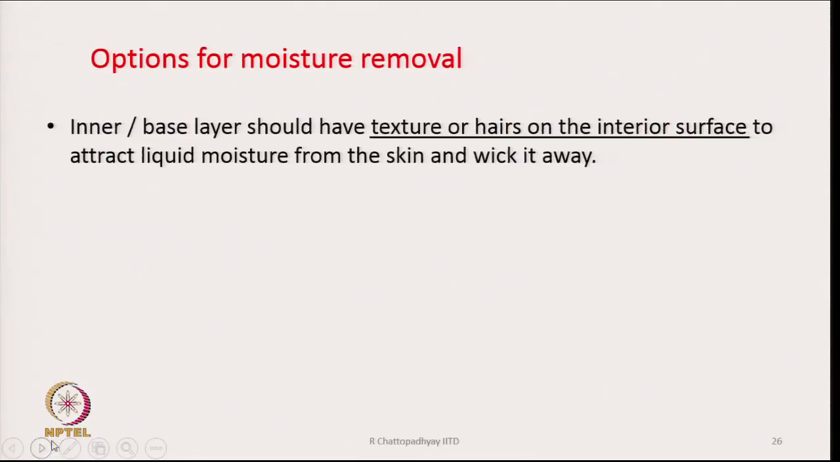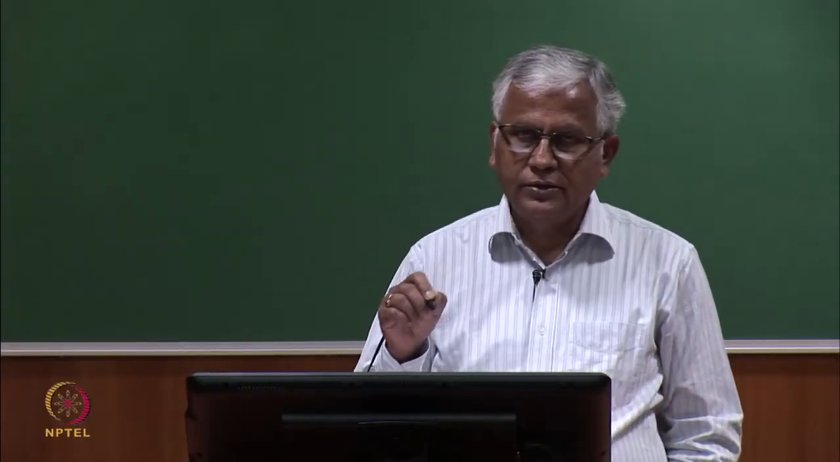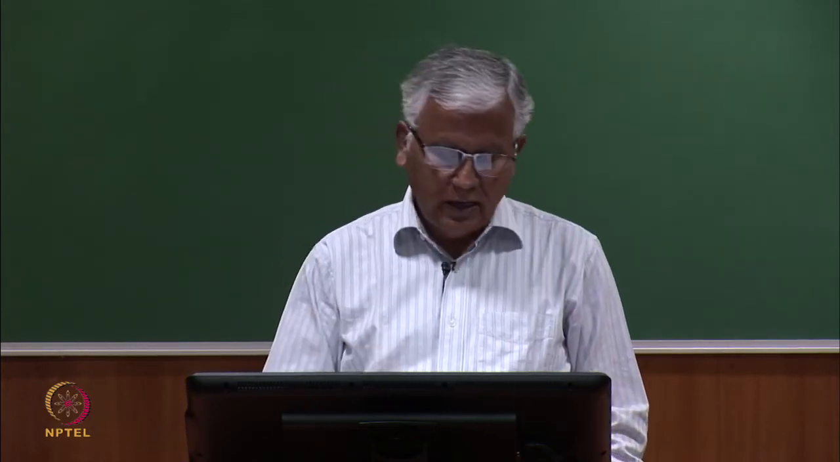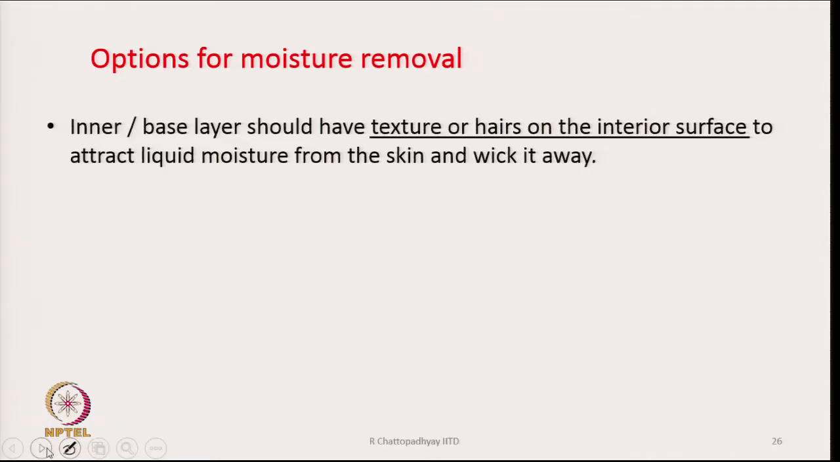Inner base layers would have a texture or hairs on the interior surface to attract liquid moisture from the skin and wick it away. In case there is sweating, we have to take out the liquid moisture. So, the wicking property of the fibers becomes important. It will wick away and it can be sent to the next layer.